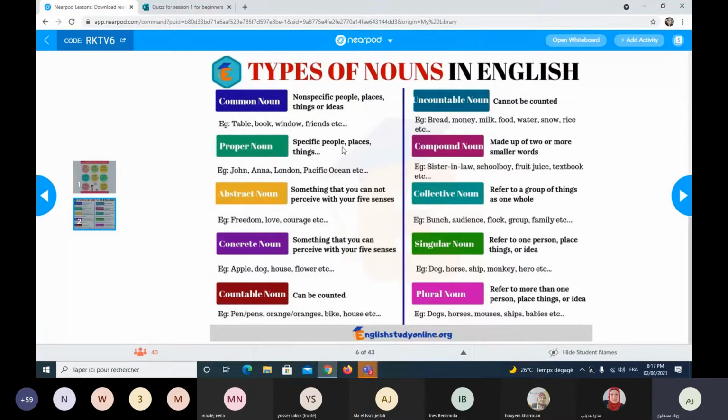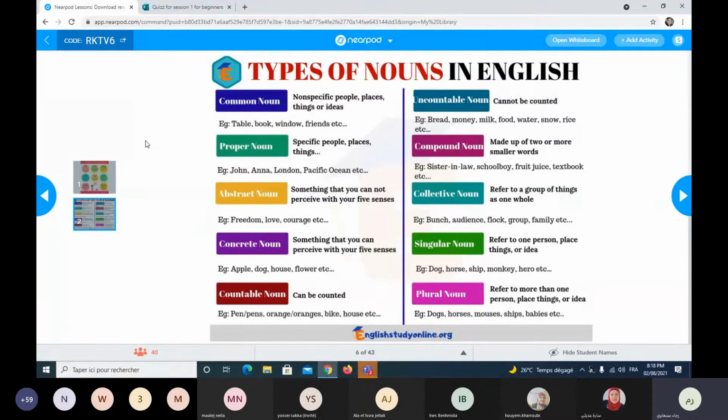Common noun, non-specific people, places, things or ideas. Example, table, book, window, friends. Proper noun, specific people, places, things. Example, John, Anna, London, Pacific Ocean. Okay, I will not read both of them. You will have them in the video later.